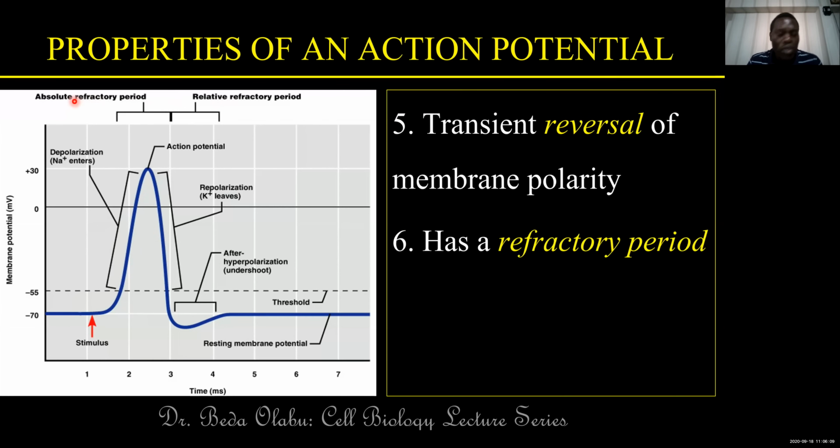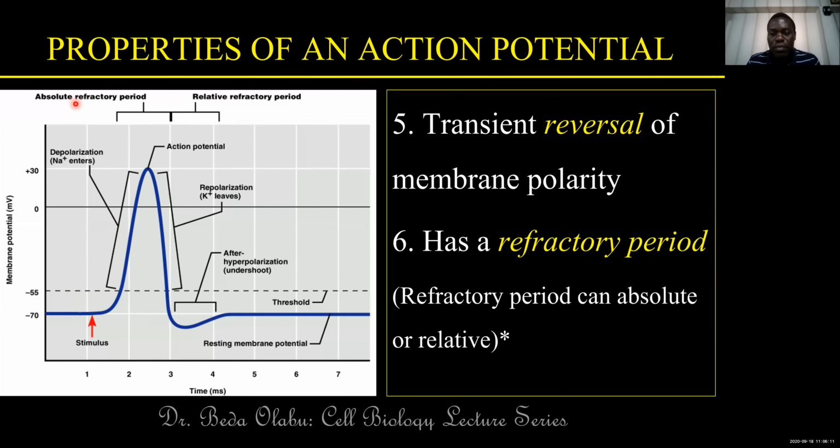We have the absolute refractory period, where it is not possible at all to generate another action potential. So that applies for the depolarization phase, overshoot, and repolarization phase. During those three phases, the cell membrane is completely refractory, which means you cannot generate another action potential.